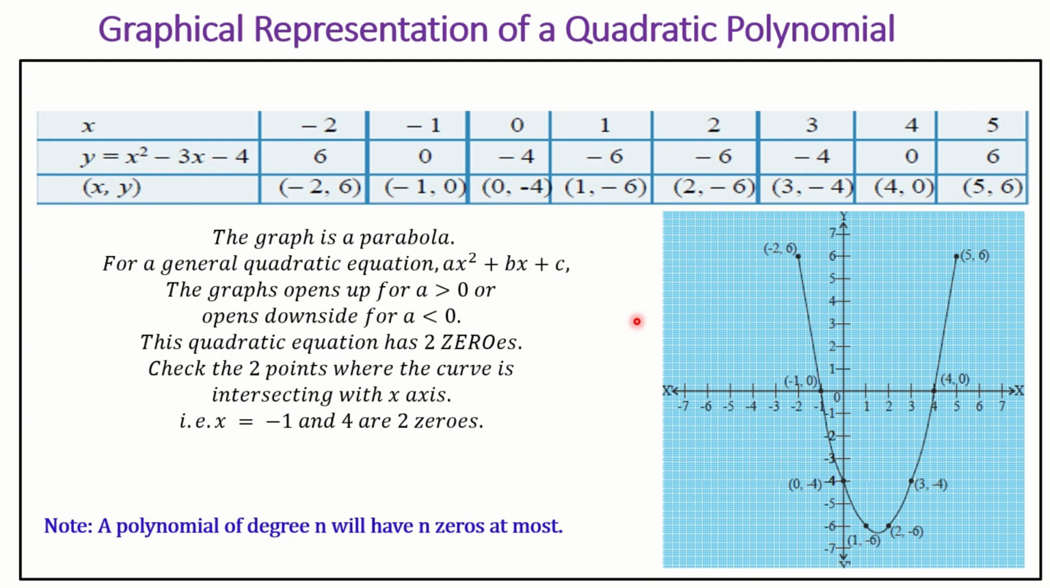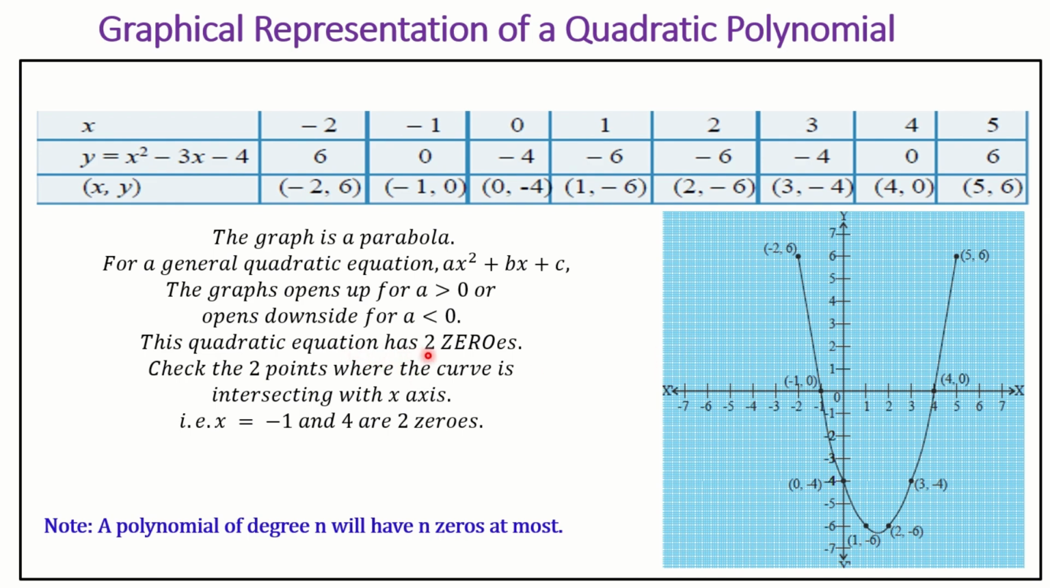Next, quadratic polynomial. If you take any quadratic equation, the graph comes something like this, open upward, or sometimes it will be reversed also, depending on the value of a. This graph is called a parabola. The general quadratic equation is ax square plus bx plus c. The graph opens up for a greater than 0. If a is greater than 0, it will be like this, as shown. If a is less than 0, it will be reversed. It will look like a bell.